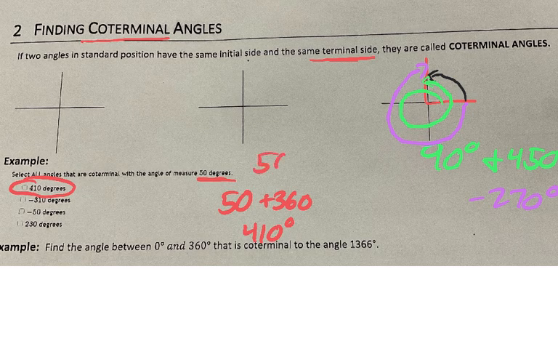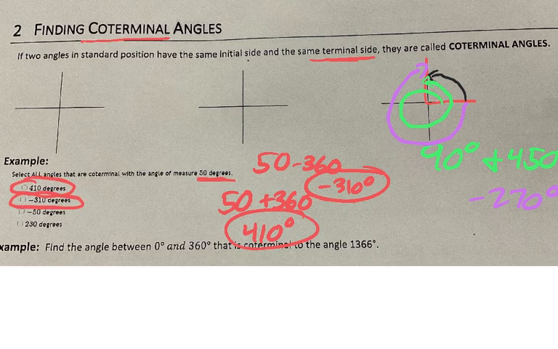So now let's subtract 360. That would be negative 310 degrees. Are there any lower than negative 310? No. So those are the 2 that are coterminal. Questions there? Next question. I've got an angle that's 1,366 degrees.